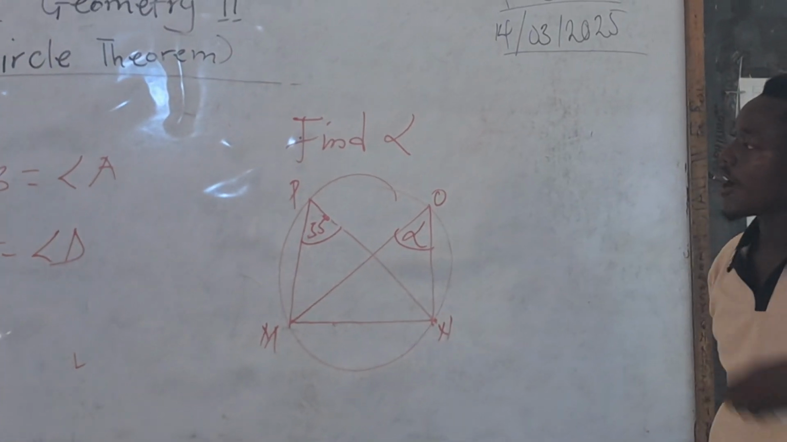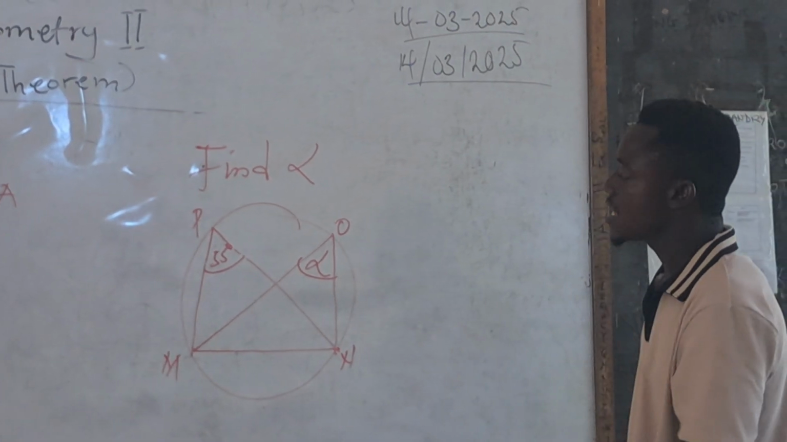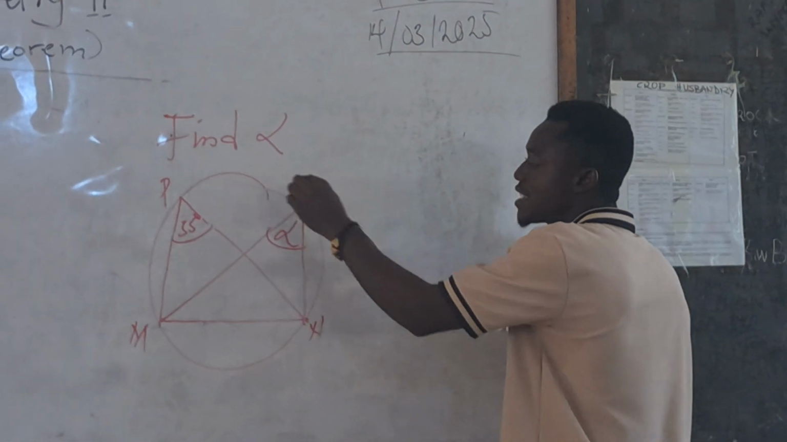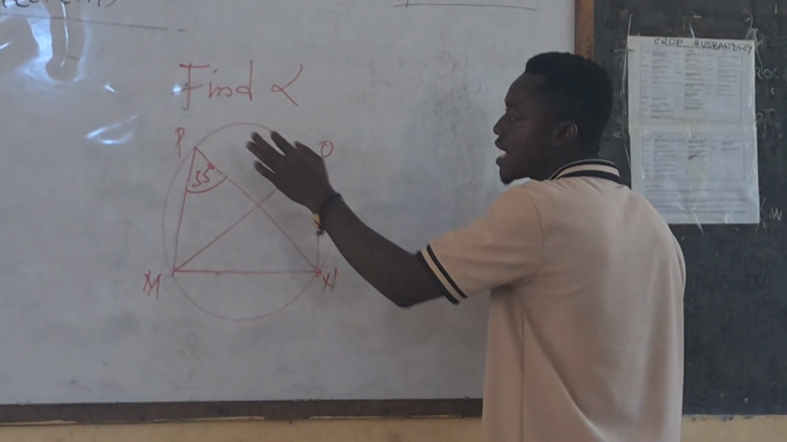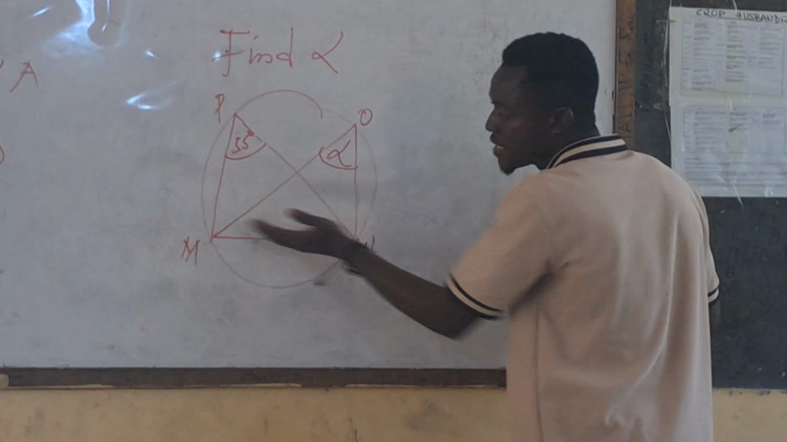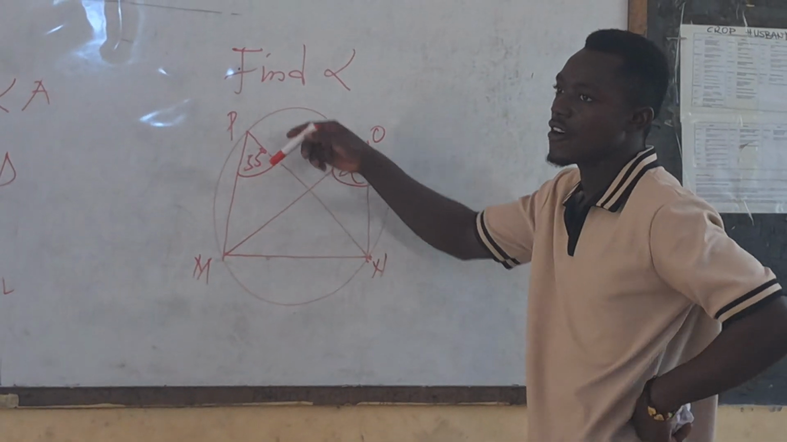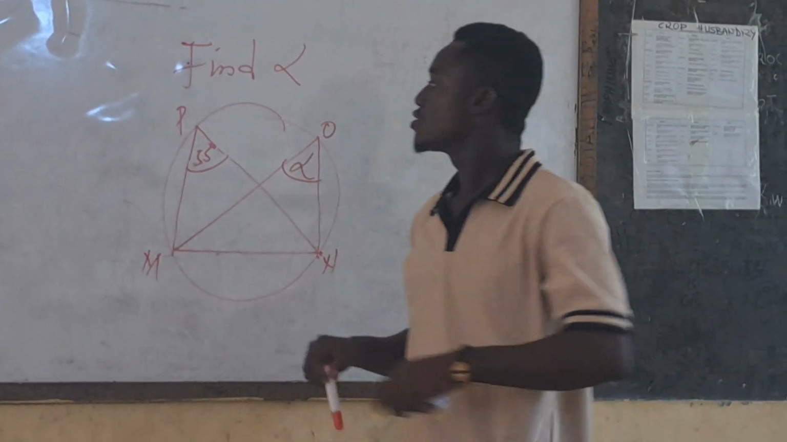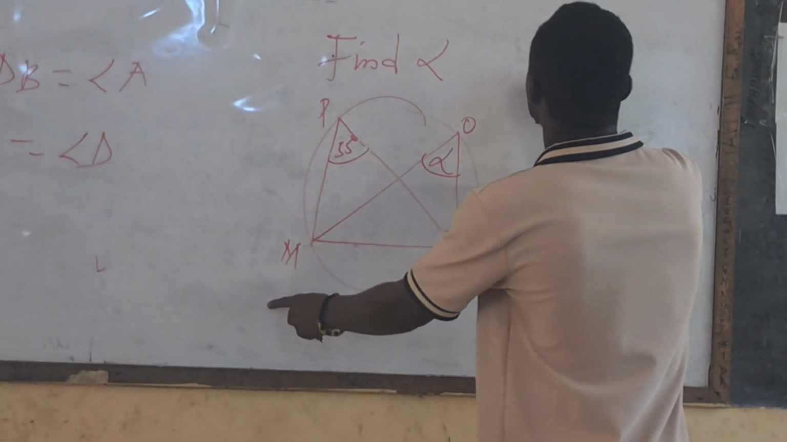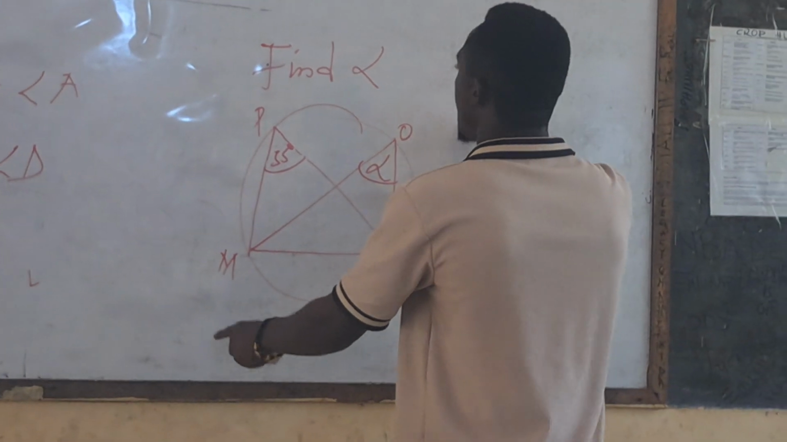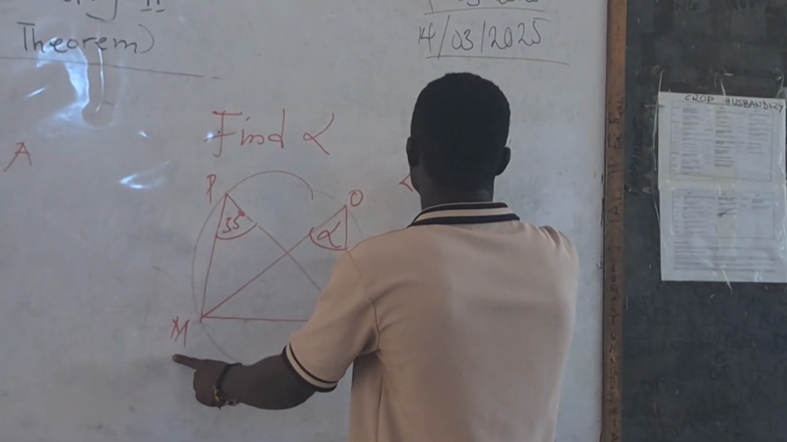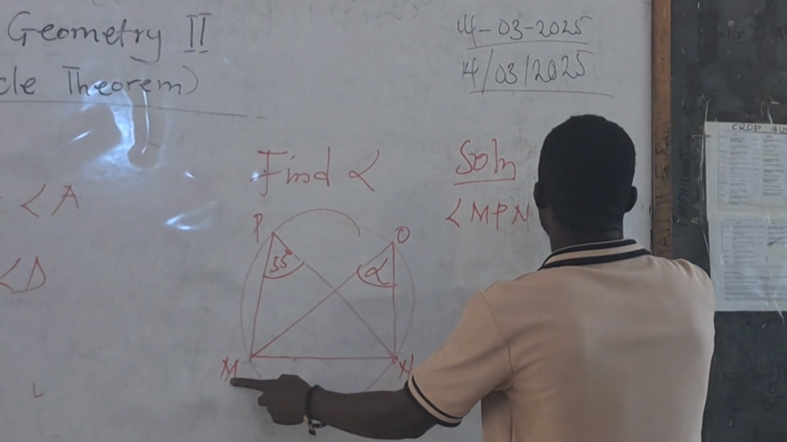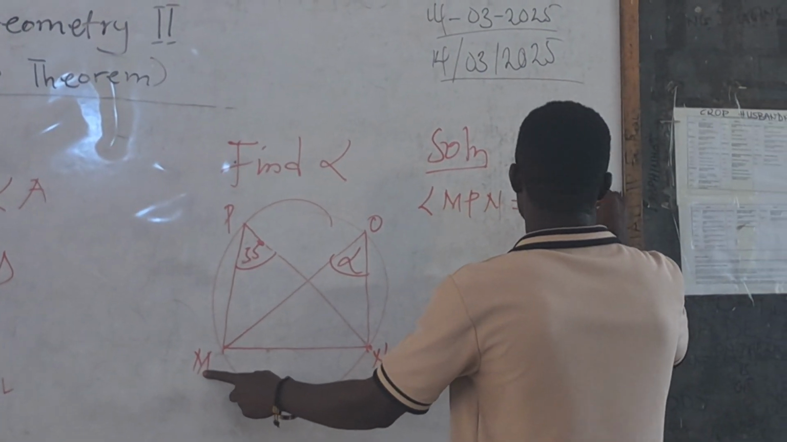Now what the property says is that whenever we have an angle subtending at the circumference from the same chord, the angles that are subtending on those circles are equal. So from here you can say that, solution, angle MPN is equal to angle MON.